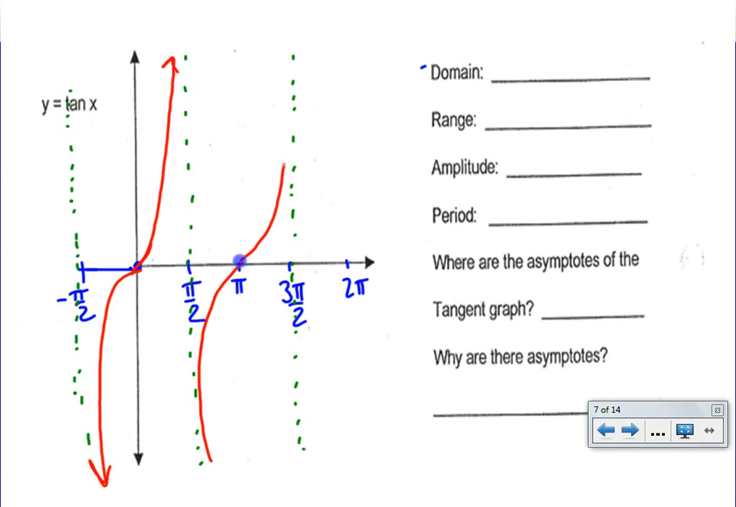Okay, that's a little better. If you need a better picture, look at your book or look at your calculator. And then remember, in the middle of the two vertical asymptotes, that's where it's going to cross.